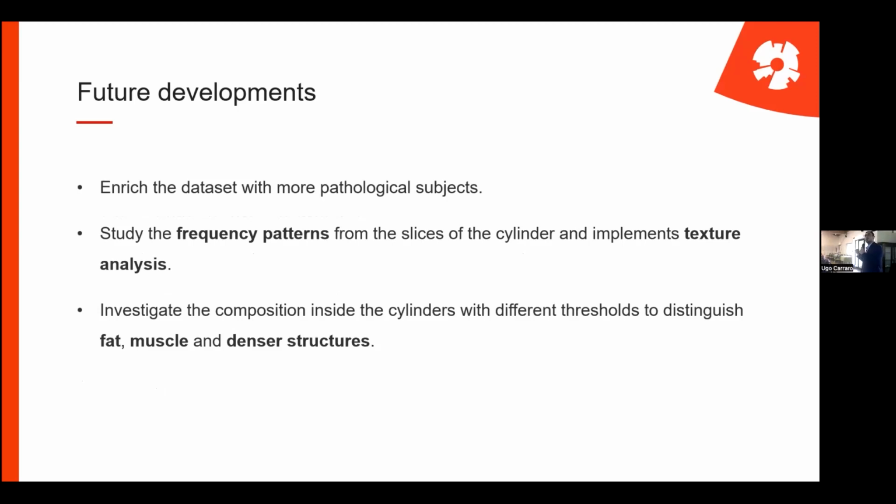But we also want to include frequency patterns from image analysis and also texture analysis of the images, which can really give us more information about the spatial organization of the pixels. Furthermore, we can investigate the composition by looking inside our cylinders, to see if with some different thresholds we can find out whether fat, muscle, or other denser structures can be detected.